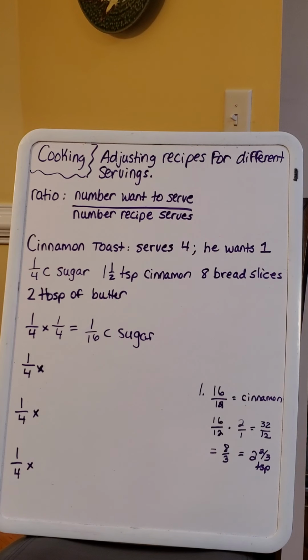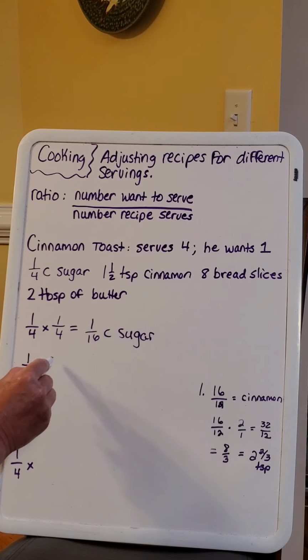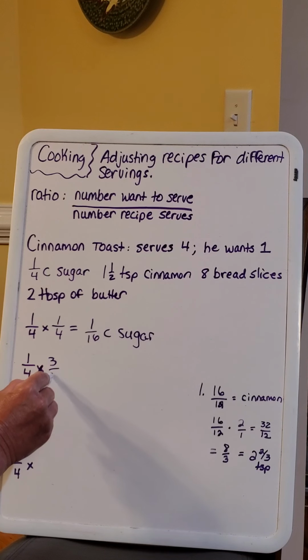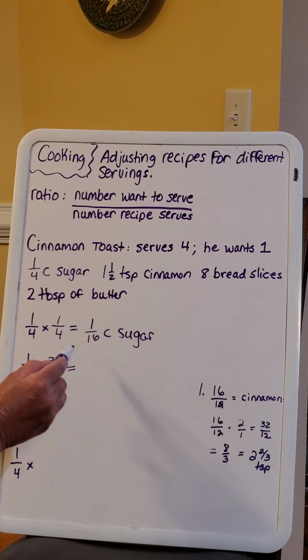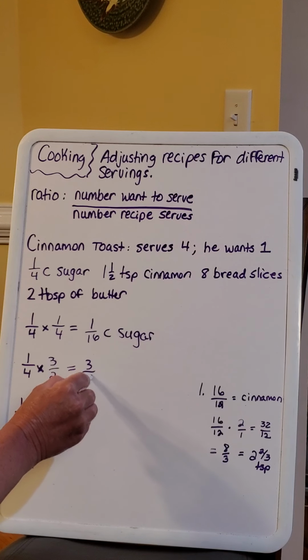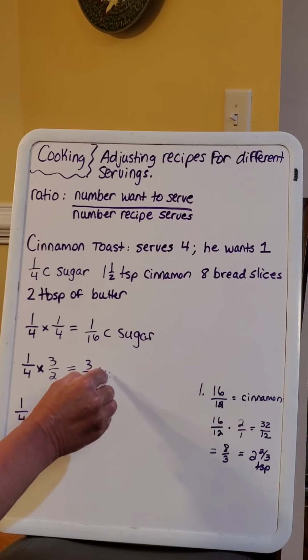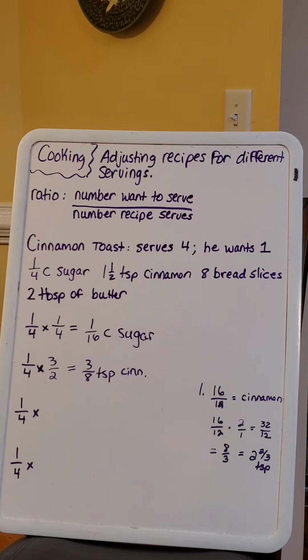Okay. Next, we're going to modify the cinnamon. It is 1½ teaspoons, but instead of multiplying by 1½, you want to make that an improper fraction. So you'll do 1 times 2, which is 2, plus 1 is 3. So it's actually going to be 3/2. And that just makes it easier to work with. So we're going to multiply across. 1 times 3 is 3. 2 times 4 is 8. So you will need 3/8 of a teaspoon of cinnamon. And I'll just abbreviate that.